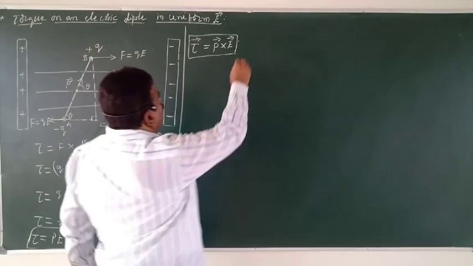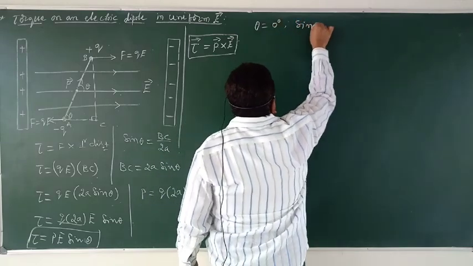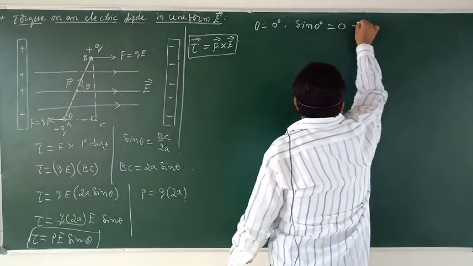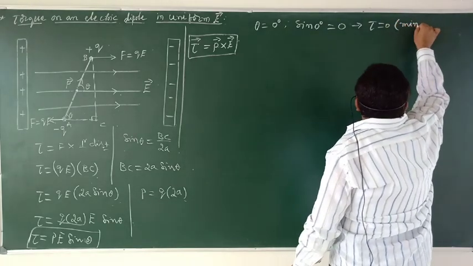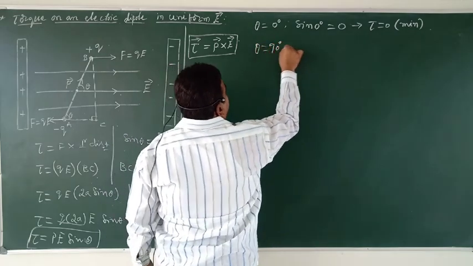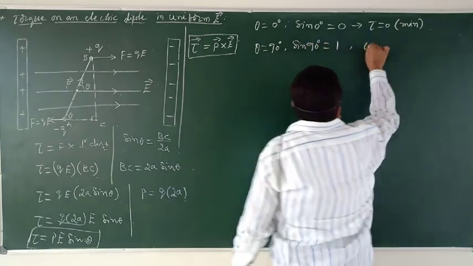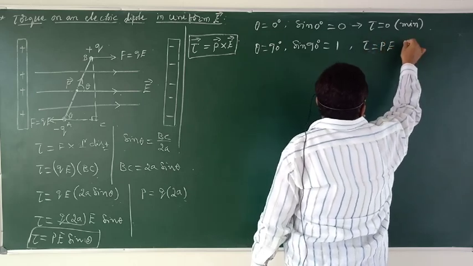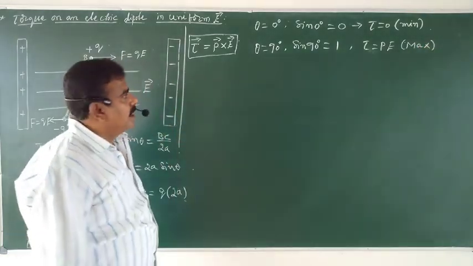Okay? Now, when theta equals 0 degree, sin 0 is 0. Therefore, torque is 0. No torque acts. Torque is minimum. When theta equals 90 degree, sin 90 degree equals 1. Therefore, torque is pE, sin 90 is 1. The torque is maximum. Okay?